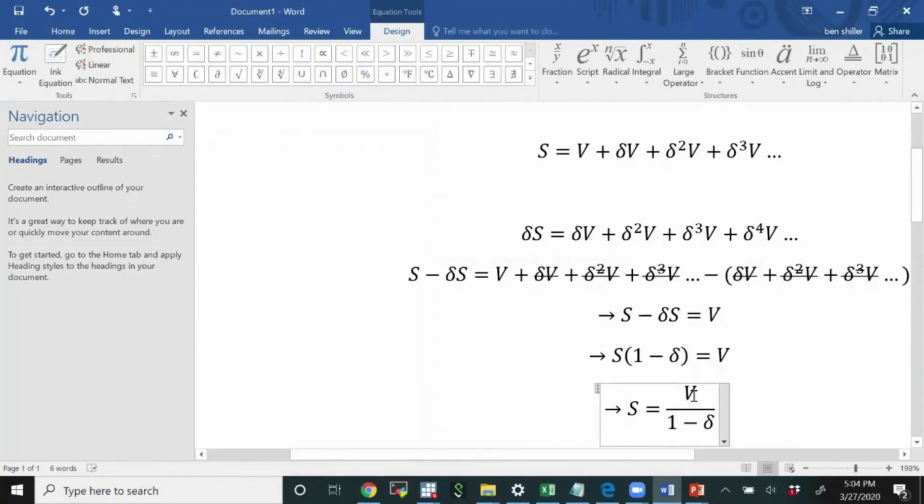If you receive a payment V each period starting today, the present discounted value of that stream of payments is simply equal to the amount that you receive each period divided by 1 minus delta. Remember, delta is equal to 1 over 1 plus the interest rate.